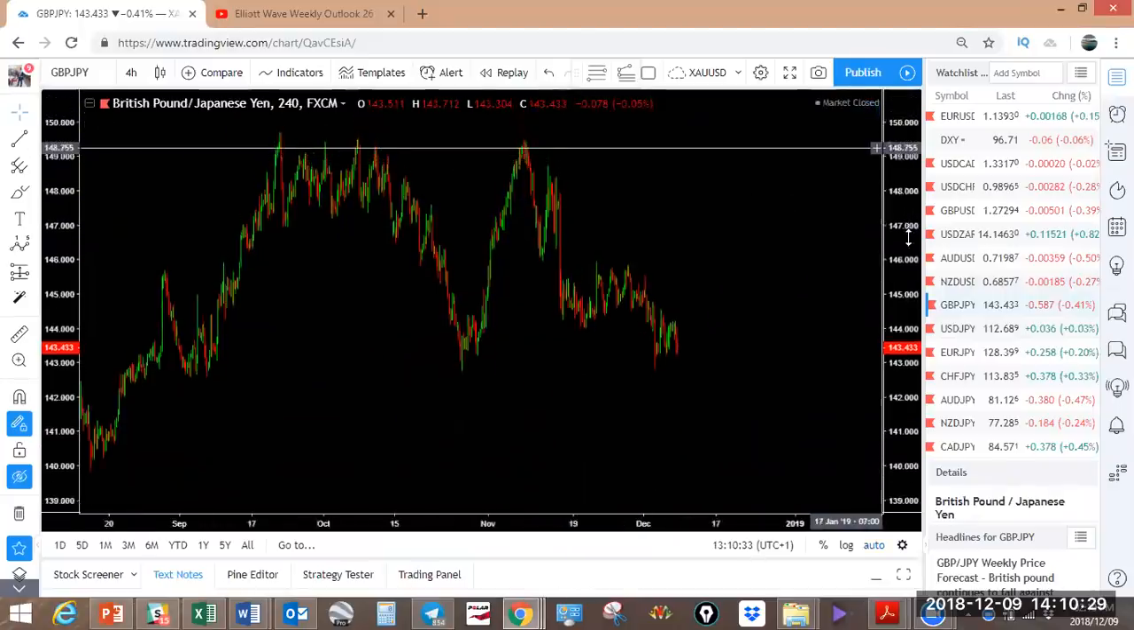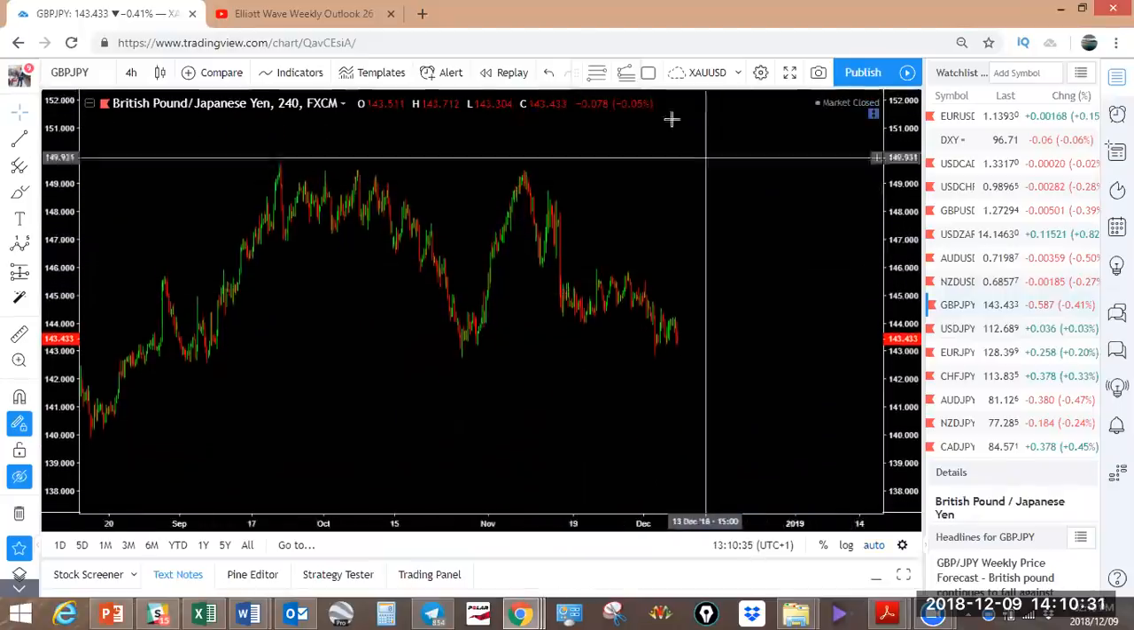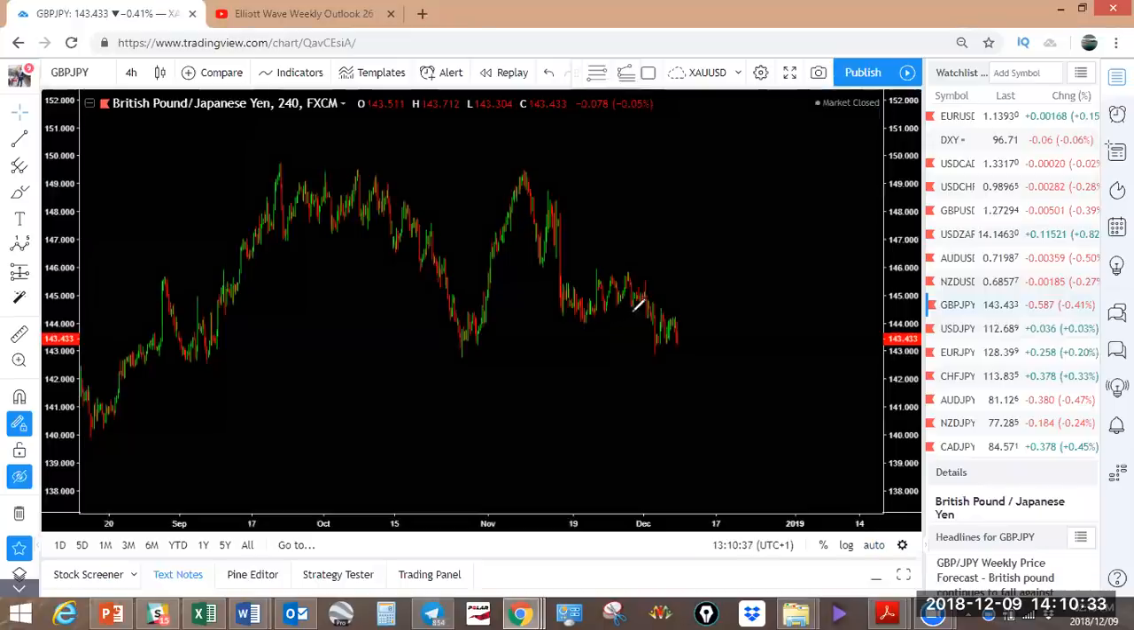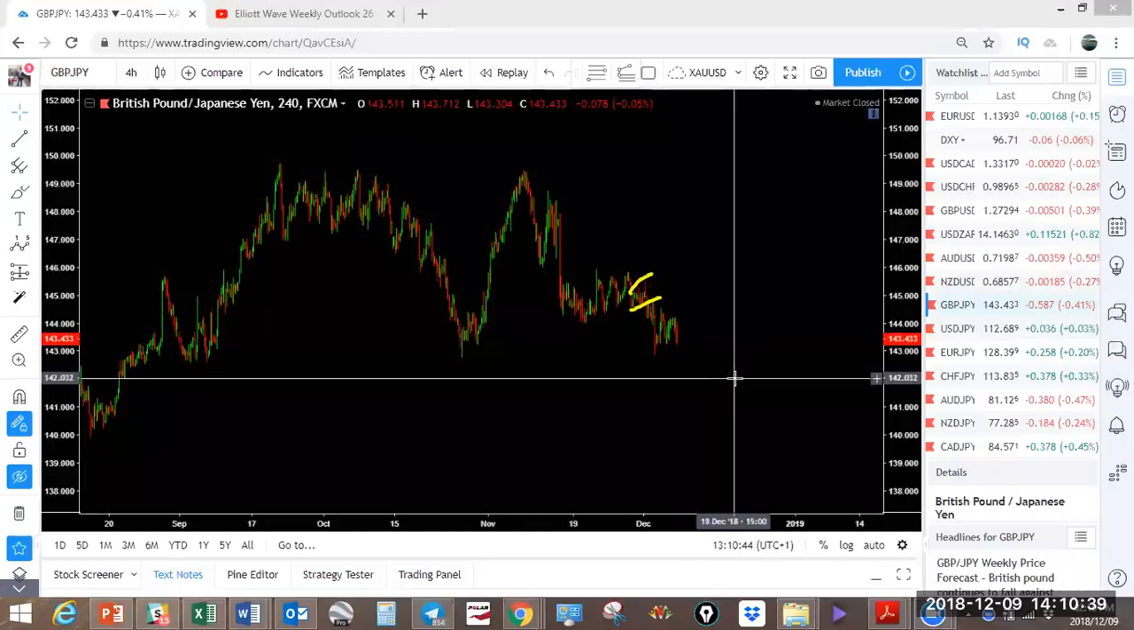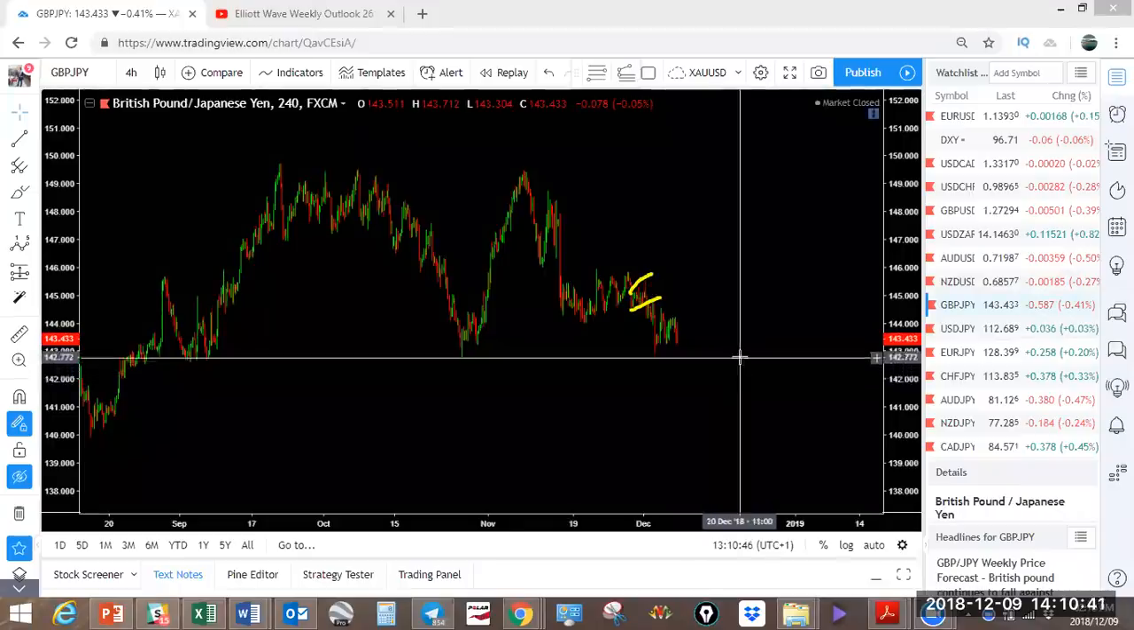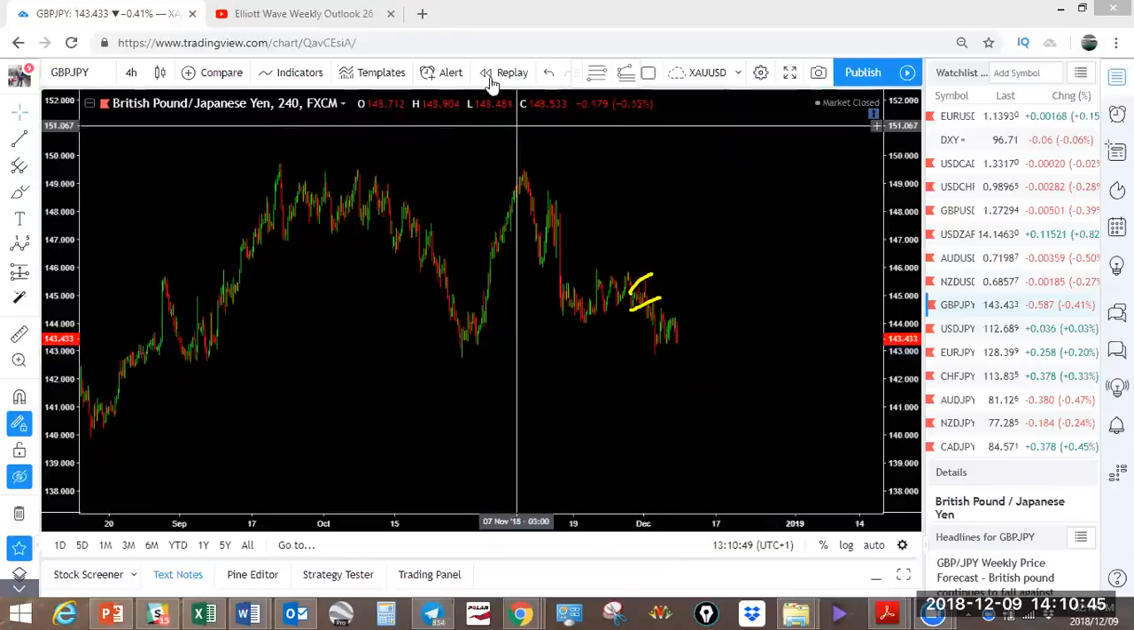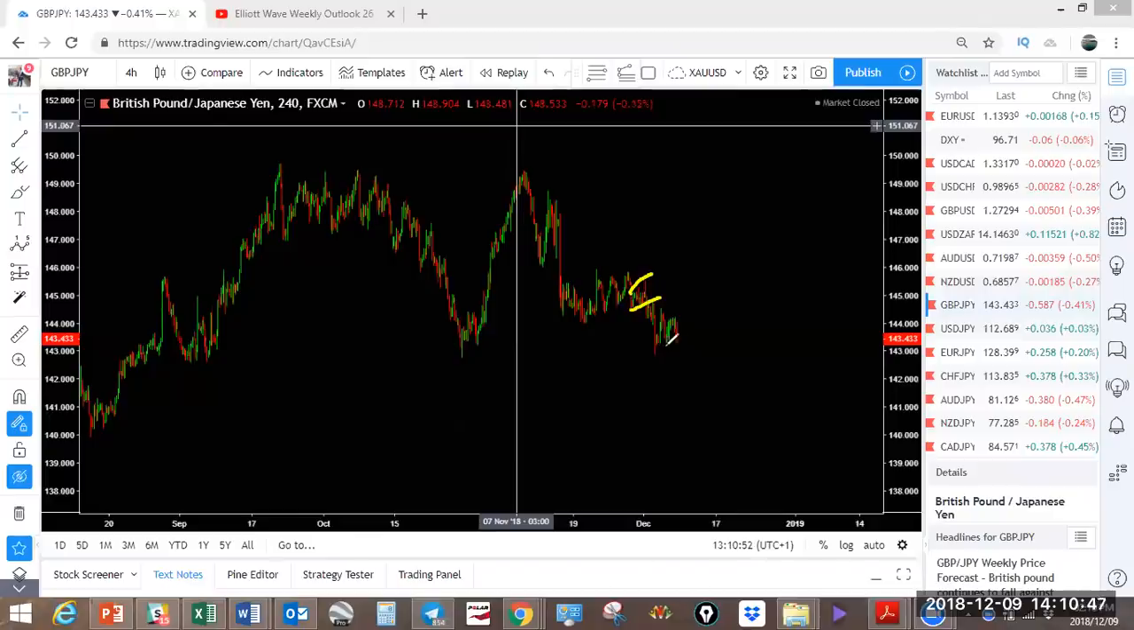Almost every single one of them has done what we expected it to do. Pound JPY, it was making this flag last week, and I said we're going to get to the 142 area. Yes, we're still missing the 142 area, but we got very close at 142.80 around that level. Still expecting continuation to the downside.